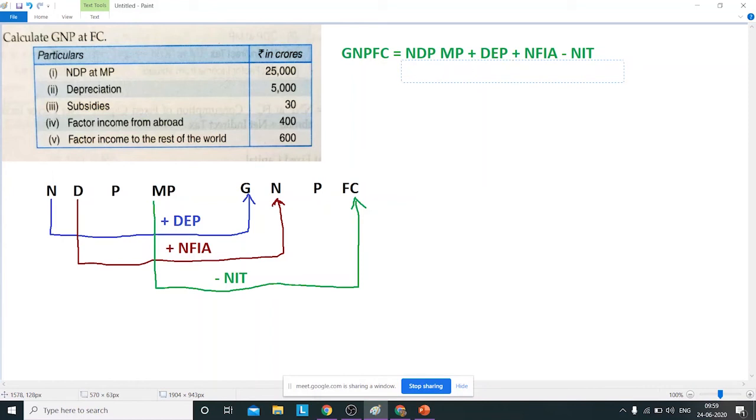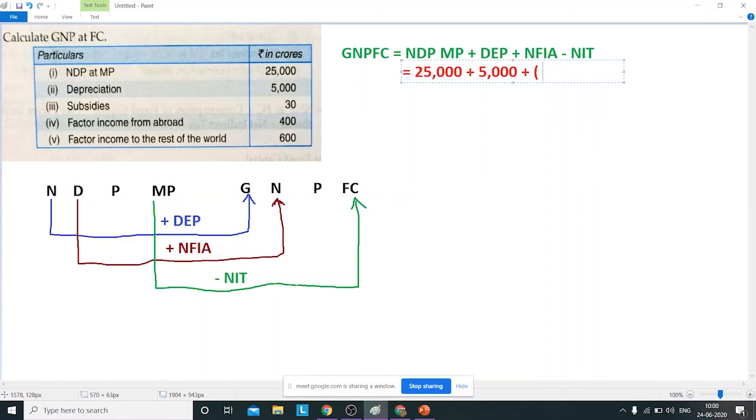Yes, equal to, how much is NDP MP? Niba, how much is NDP MP? Niba, switch on your mic. Yes, 25,000. Then plus how much is depreciation? 5,000. Then plus NFIA, is it given directly? Net factor income, no, we have to find out.